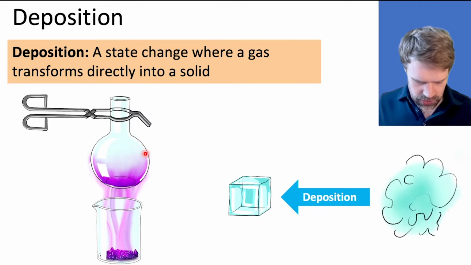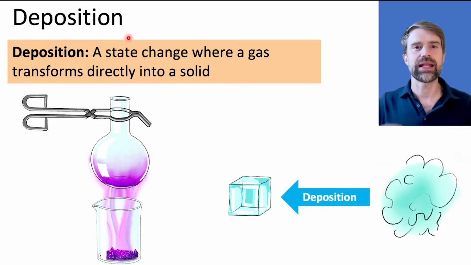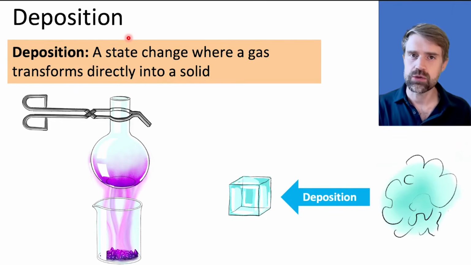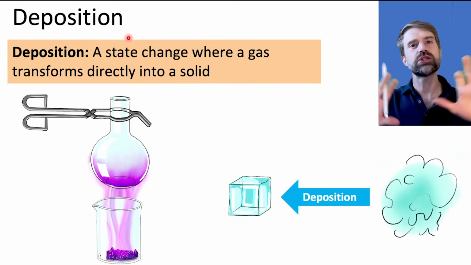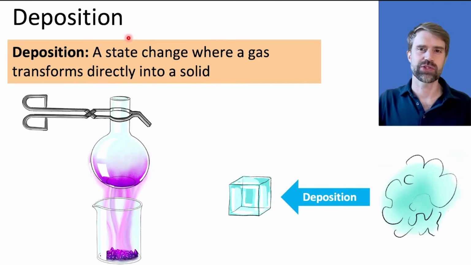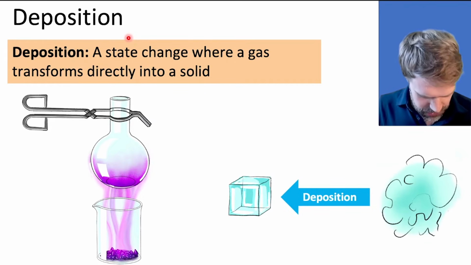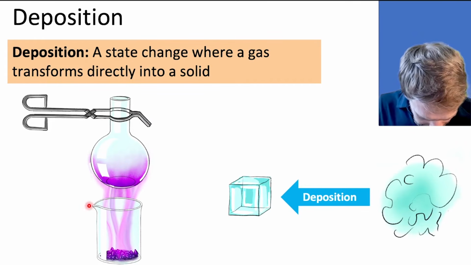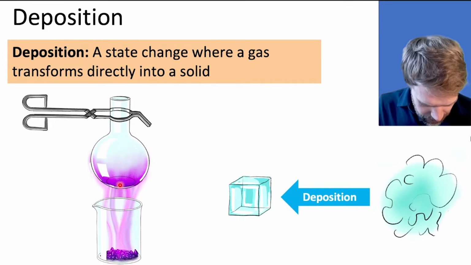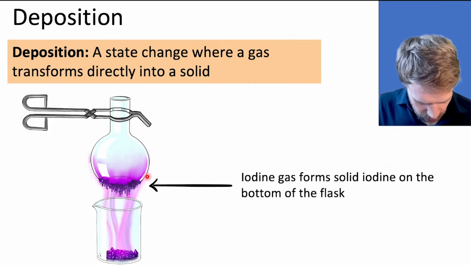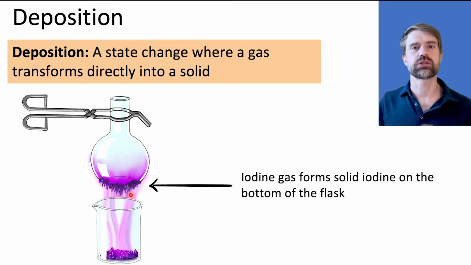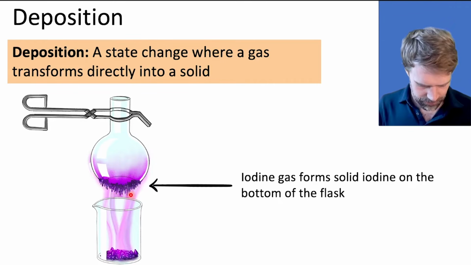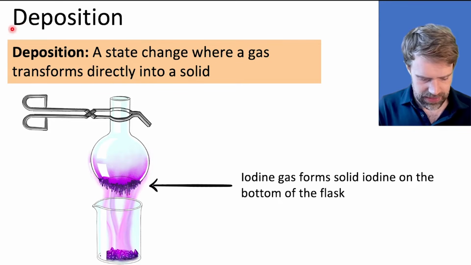And the opposite of sublimation can also happen. This is deposition, where a gas transforms directly into a solid without going through liquid. You might see this in a freezer where moist air turns to ice along the walls of the freezer. This picture here shows deposition. We have some purple iodine gas here, iodine vapor, coming out of the beaker, and it forms these solid purple iodine crystals on the bottom of the flask. The gas doesn't first turn into liquid. It goes right from gas to solid. That is deposition.